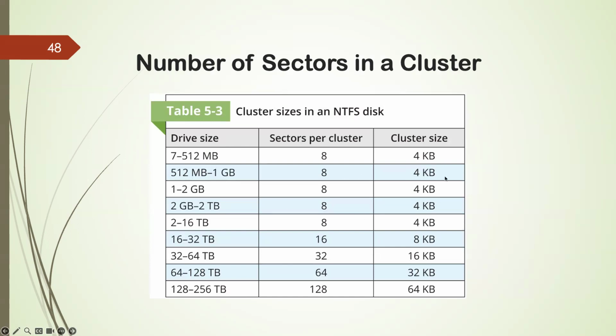It is optimized for a 4 KB cluster size, so a total of 8 sectors in one cluster, but it can change for storage devices that are more than 16 TB. Up to 16 TB, you have 8 sectors per cluster, and one cluster is 4 KB. But after that, you see that the cluster sizes increase and the number of clusters also increases as the size increases.